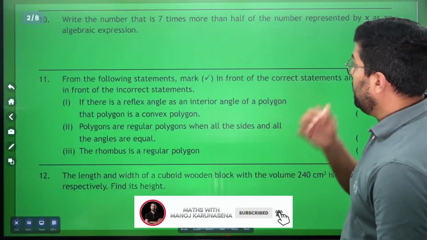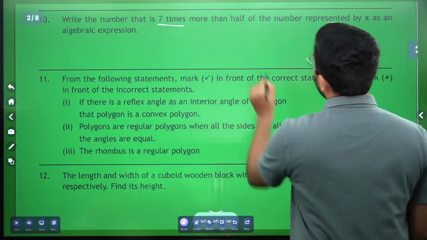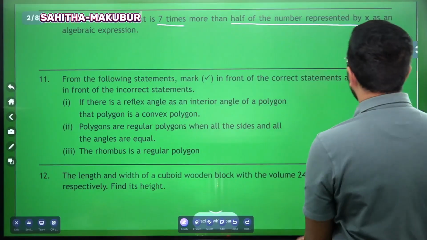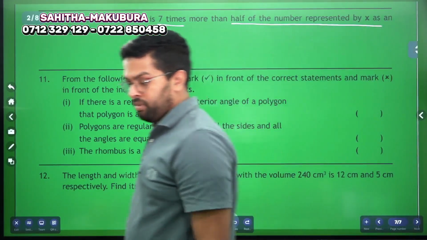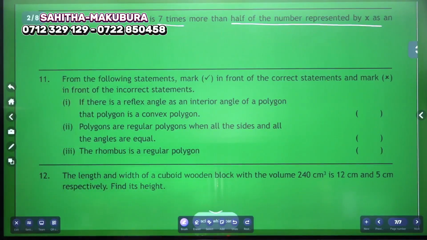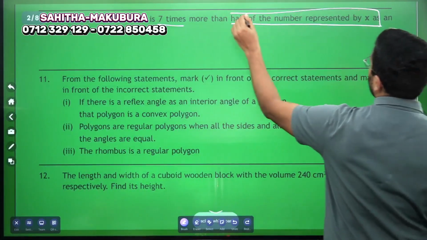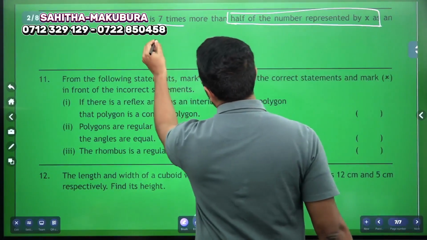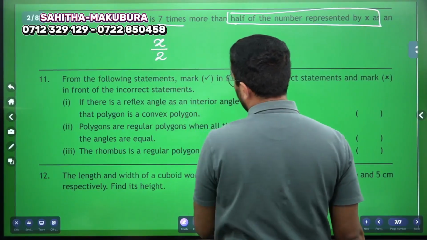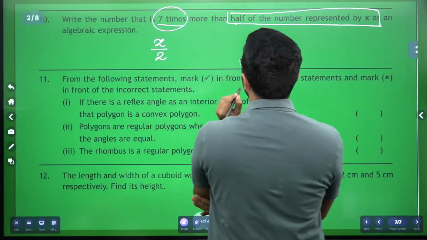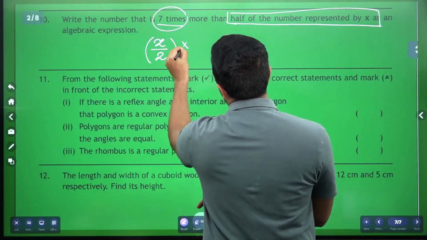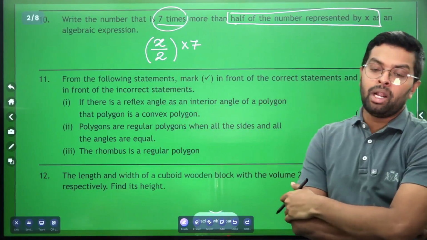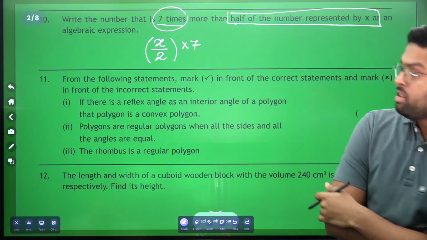Write the number that is 7 times more than half of the number represented by x as an algebraic expression. We have a number which is x. Half of the number is x over 2. 7 times more than half of this number, so we have to multiply that by 7.